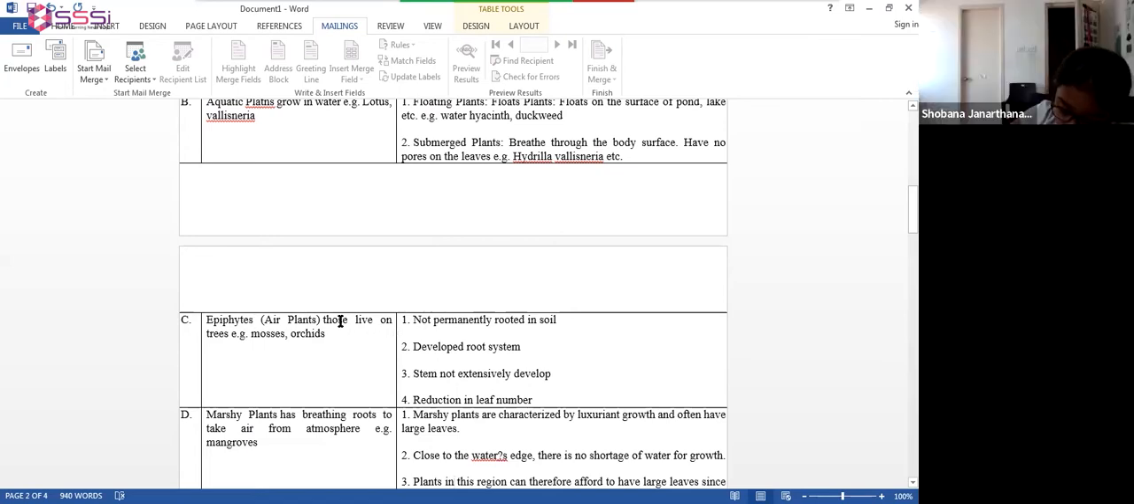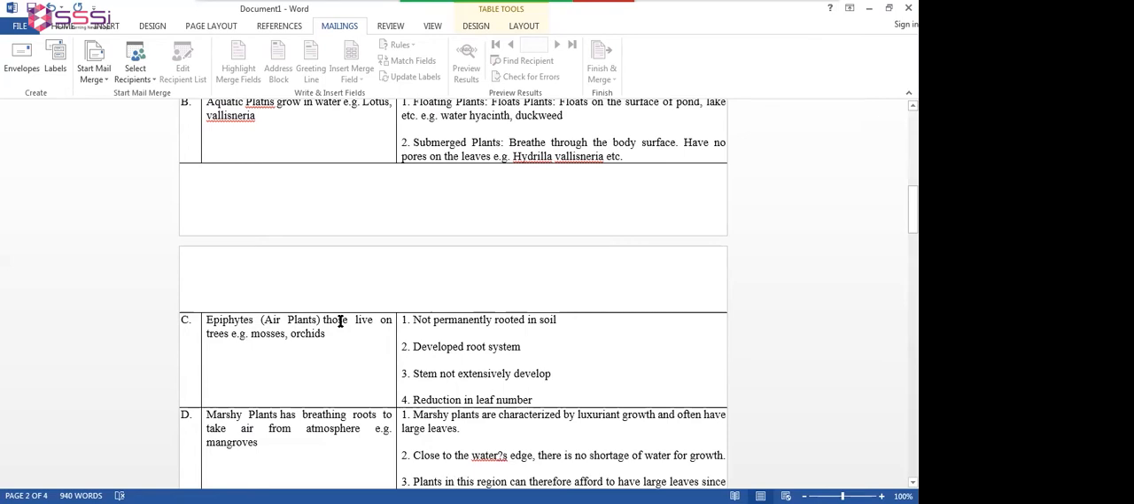So why have they told this as air plants? Because they are not permanently rooted in soil. As they are saying, those live on trees, so they are not rooted in soil. They have developed root system, stem not extensively developed, and reduction in leaf number.